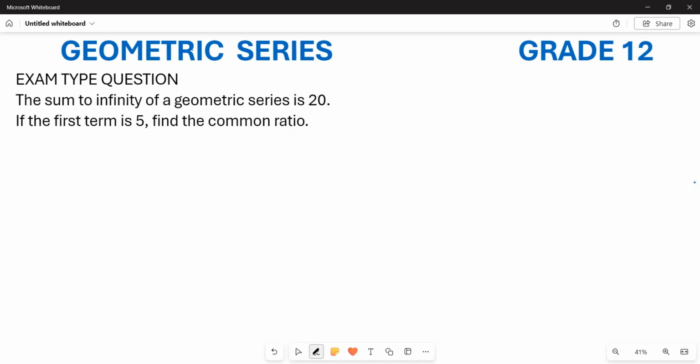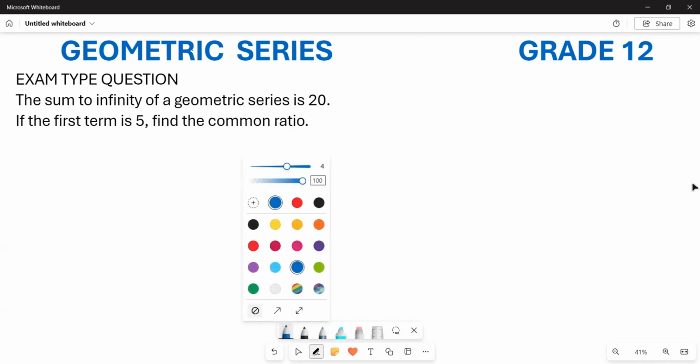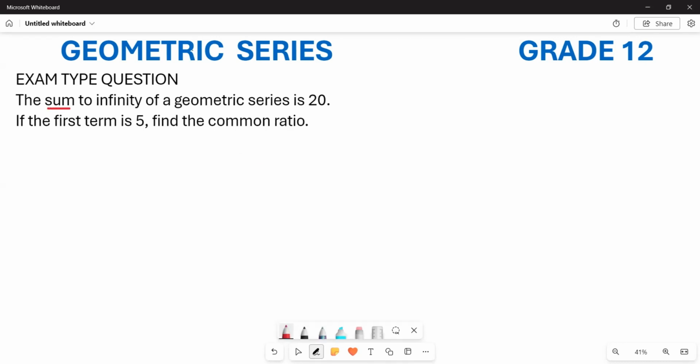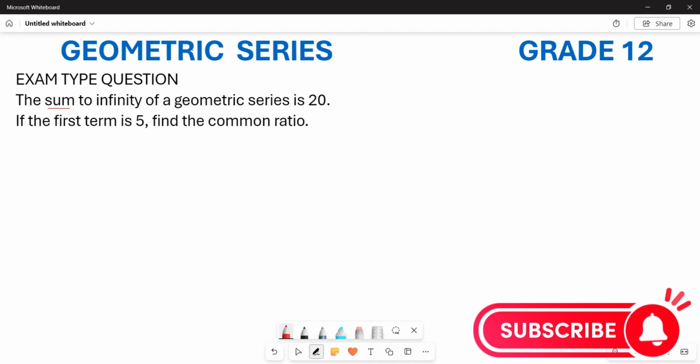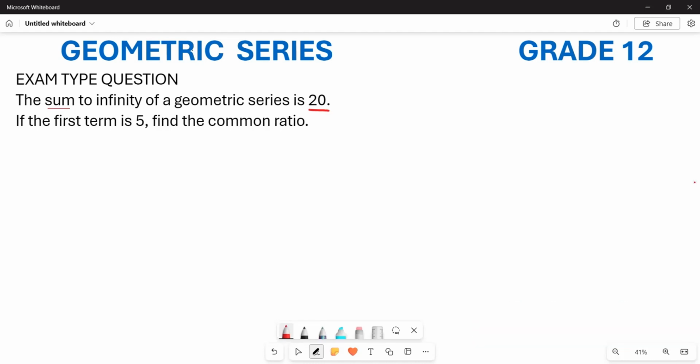Now, what is important that we need to take note of in here is that they have given us that the sum to infinity of this particular geometric series is equal to 20, which means S to infinity is given by 20. That's the first thing that you're going to take note of. And they are saying the first term is 5, which means your value of a, remember, a represents your first term, is going to be given by 5.